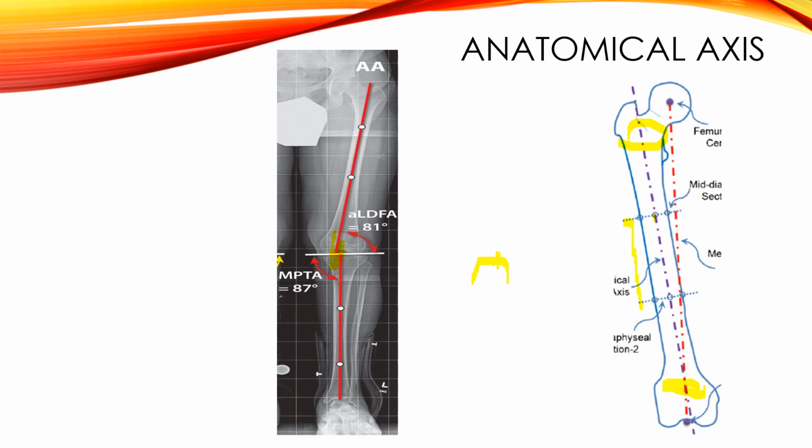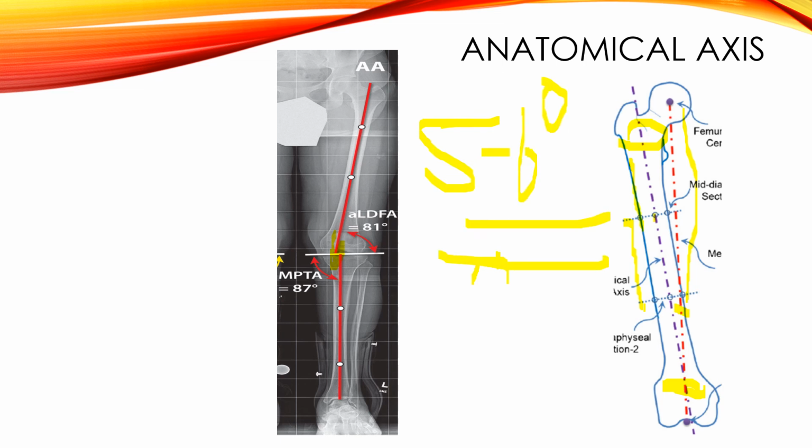Now I will show you what is the difference between the mechanical and anatomical axis. In the tibia, it's almost parallel, so there is no such difference. But if you talk about the anatomical axis and mechanical axis difference in the femur, you can see now this red line is the mechanical axis, and this purple line is your anatomical axis. If you see, it's creating some angle. This difference is almost around 5 to 6 degrees valgus. So this is the difference between the anatomical and mechanical axis.